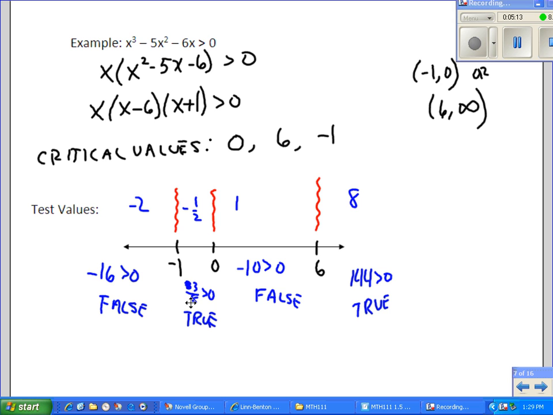Plugging in -1/2, I think it's 13/8 is greater than 0, which is true. Using +1, substituting into our polynomial, we get -10 is greater than 0, which is false. And then using 8, we get 144 greater than 0, which is true. So we want these values here between -1 and 0, and these values here from 6 to infinity for our solution.